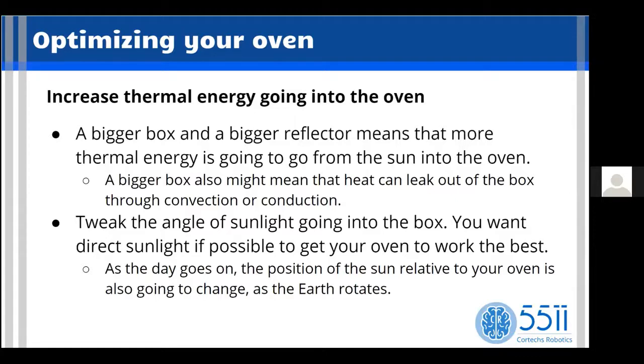You also have to be careful with this because this also means that heat has more ways to easily go out of the oven, whether it's through convection or conduction. You also want to tweak the angle of the sunlight going into your oven. You want direct sunlight because it means that the energy going into your oven is going to be the most powerful. As the day goes on, where the sun is in relation to your oven is also going to change because the earth is rotating.